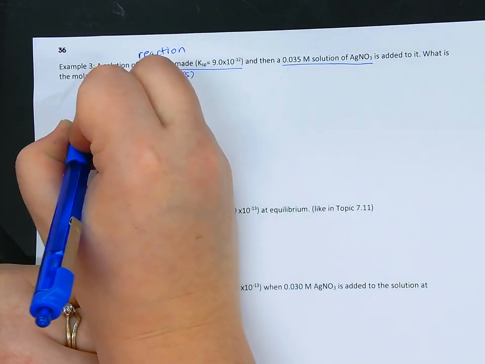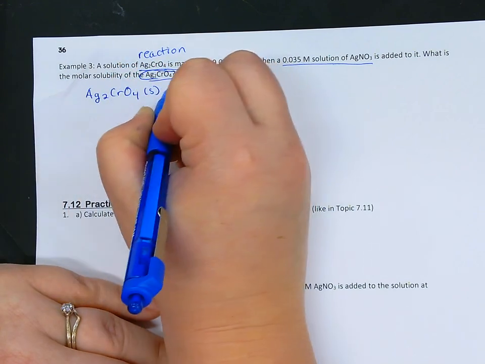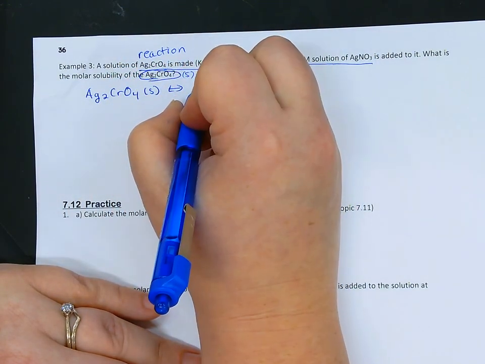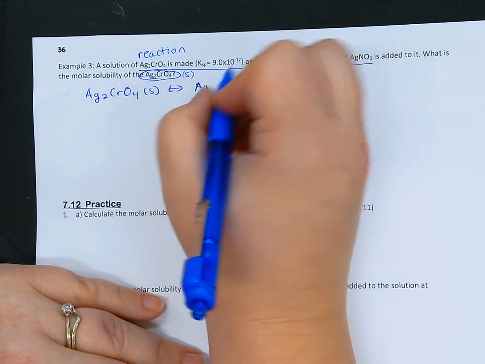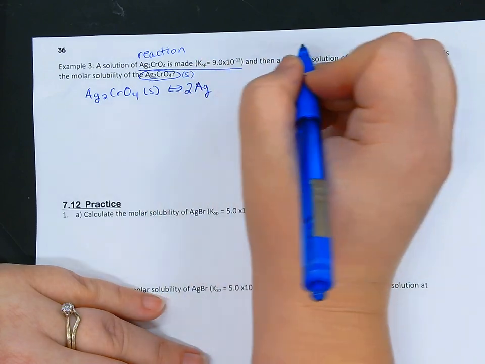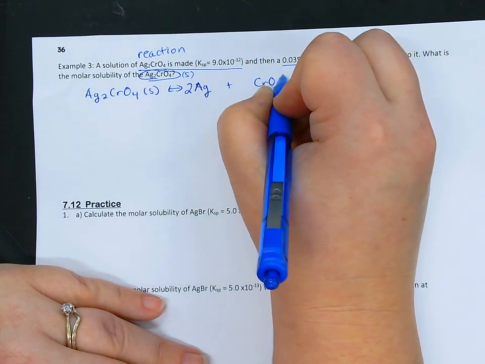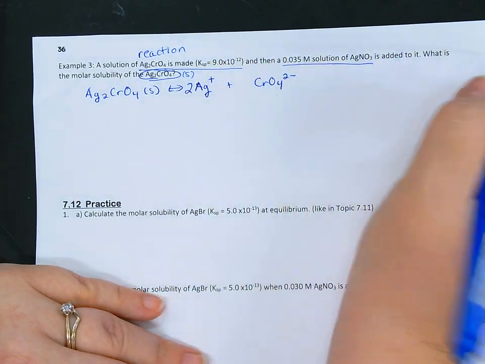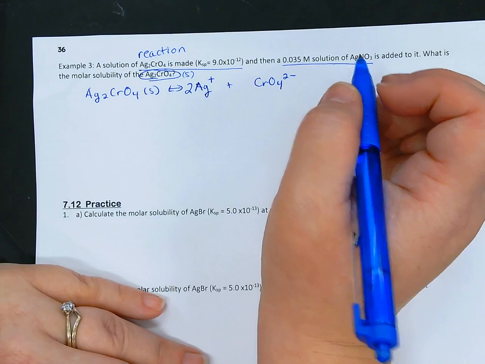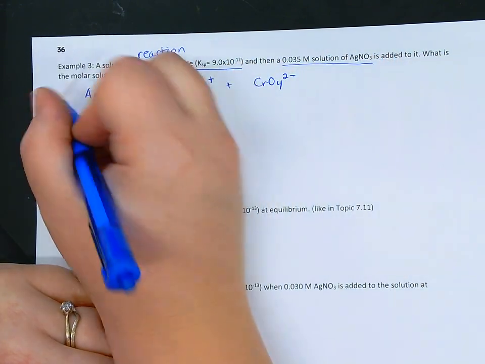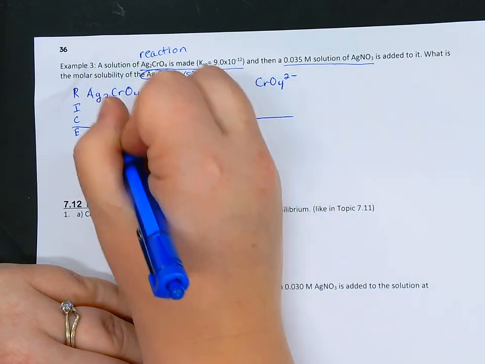So I'm going to start with my reaction, Ag2CrO4 solid in equilibrium with Ag, there's 2 of those, and then we've got CrO4, that's a 2 minus charge, and silver's a positive charge. Okay. Those are our aqueous ones, so we can write that too. Our ICE, we set up our RICE table.